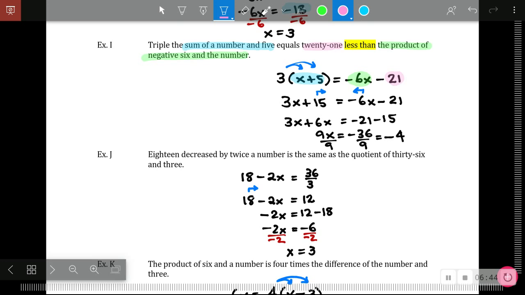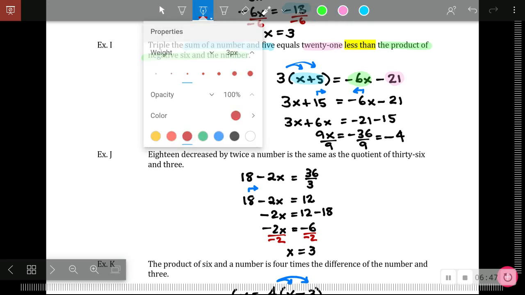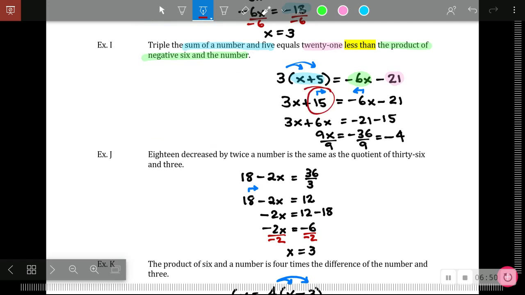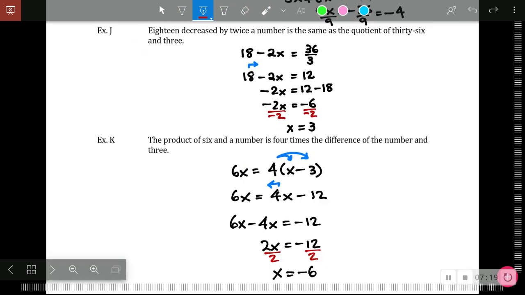Okay, the next step here, I'm simply moving stuff from side to side. So this 15 becomes a -15. And this -6x becomes a +6x. And the goal here is to have all our variables on one side and all our constant numbers on the other side. That's how you decide what has to move. Simplify the left side to 9x, simplify the right side where it says -21 minus 15 to -36, and divide by 9 to finish the job. Okay, 18 decreased by twice a number. Boom.